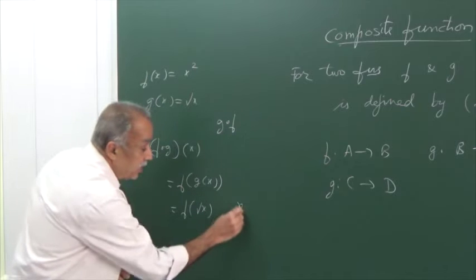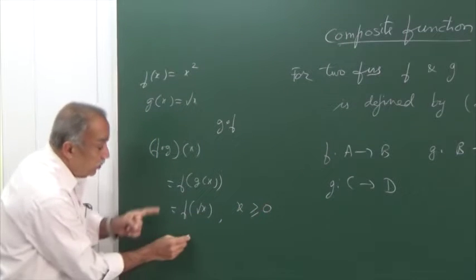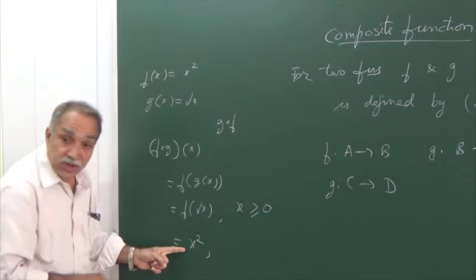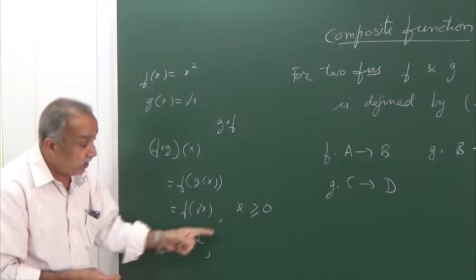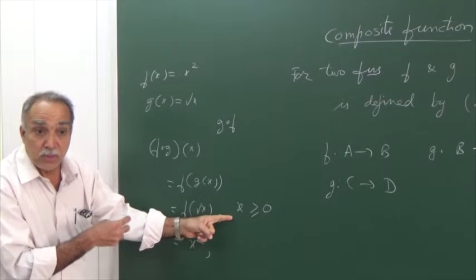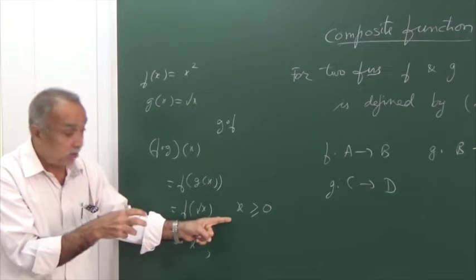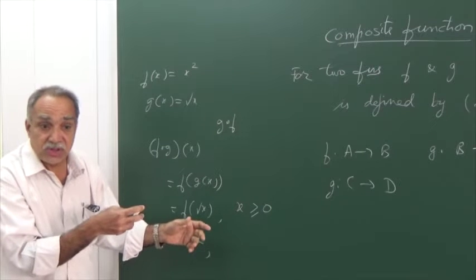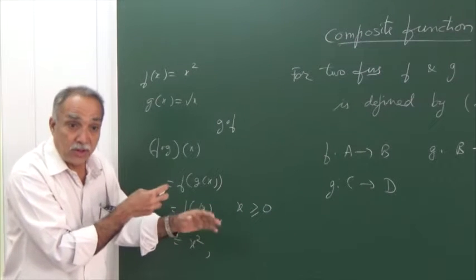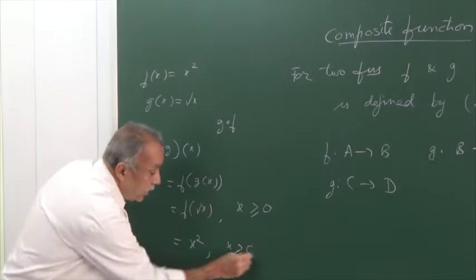Provided x is greater than or equal to 0. When you apply f, it becomes x square. Even though this is meaningful for every x, we cannot omit this condition now. Once we have imposed this condition, it will continue to remain till the end. If more restrictions are to be imposed, we will be going on strengthening the condition, but omission of the condition we can never make.